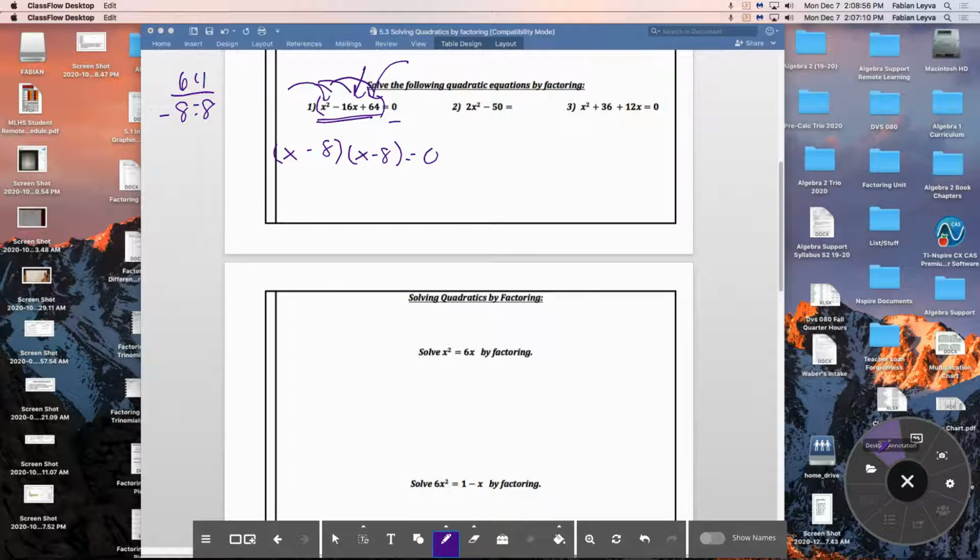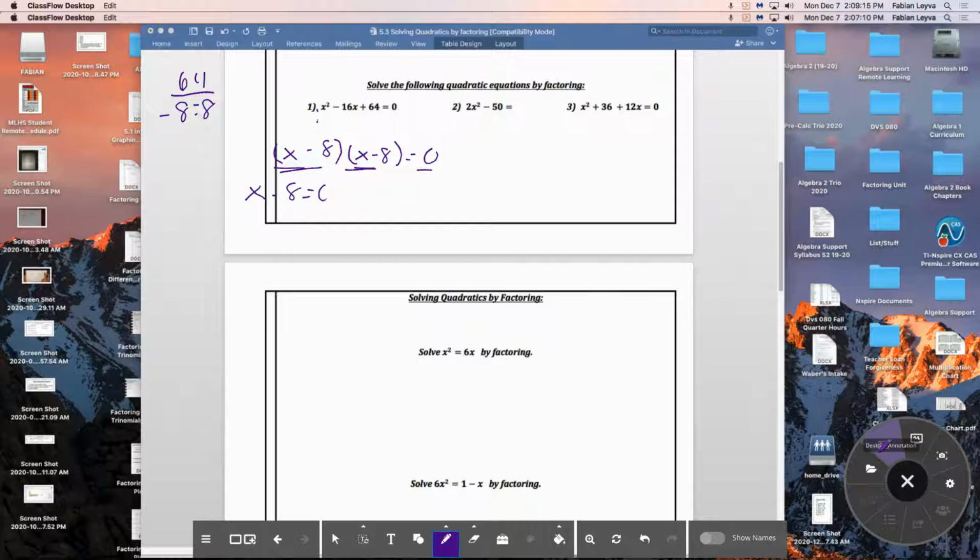Now, remember that factoring is key here. If you know how to factor, you're going to get something times something. If you have something times something equal to 0, you now have the 0 property. So that's why we covered the 0 property first, and that's why we covered factoring all last unit, to be able to solve quadratics. So I have something times something equals 0.